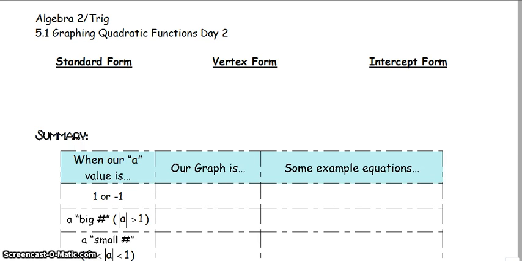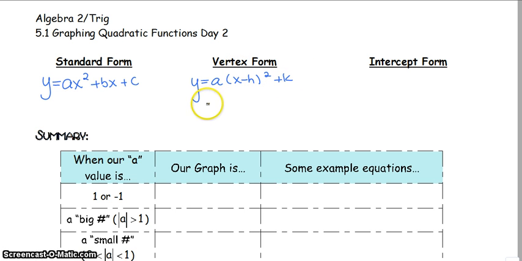Alright, today's video is going to be on 5.1, our second day of graphing quadratic functions. We did this yesterday as well. Yesterday we focused our attention on two different equations. Our standard form, which is y equals x squared plus bx plus c, and vertex form, which is y equals a parentheses x minus h quantity squared plus k.